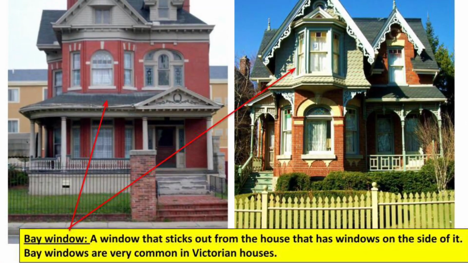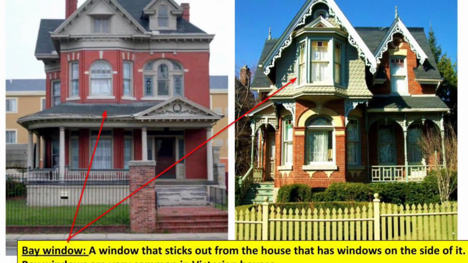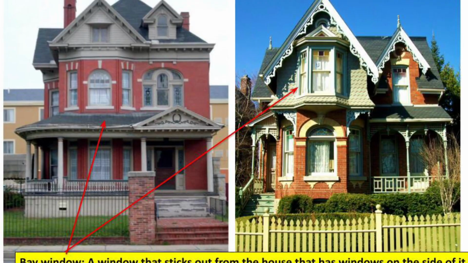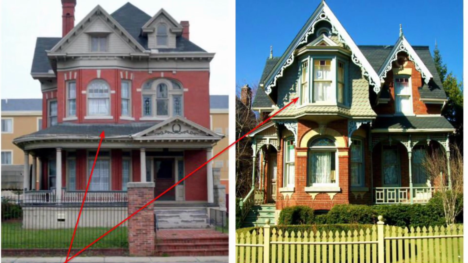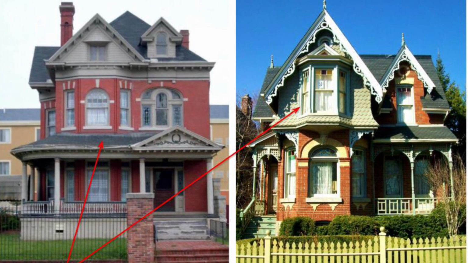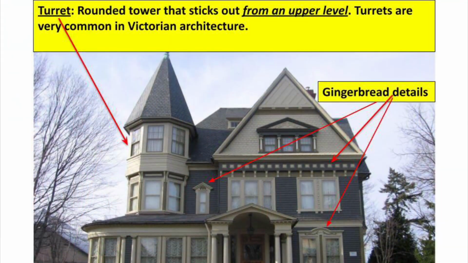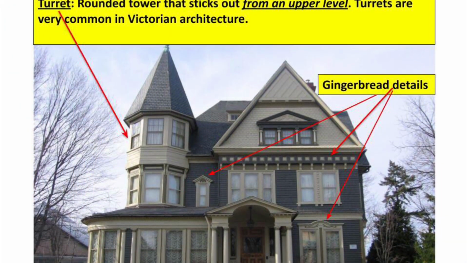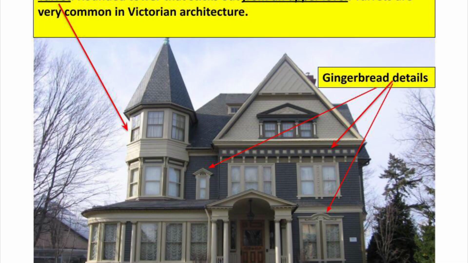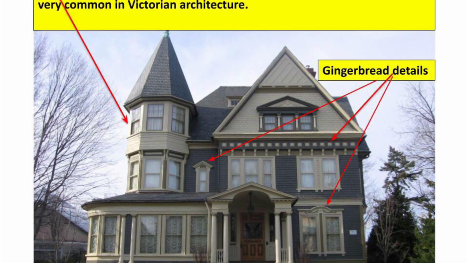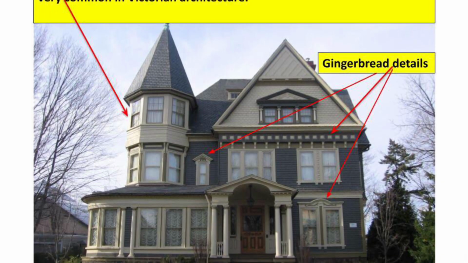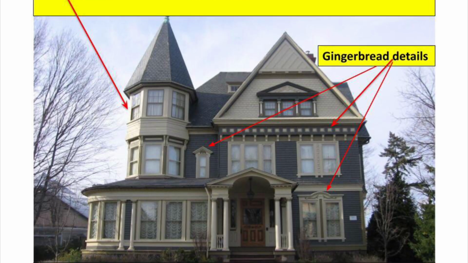Another common key element of Victorian-style homes are bay windows, and those are windows that stick out from the side of the house, with one panel of glass in the middle and one on either side. Here you can see a turret. Turrets are rounded towers that stick out from an upper level on Victorian homes, usually from the second floor or higher. They are very common in Victorian architecture.